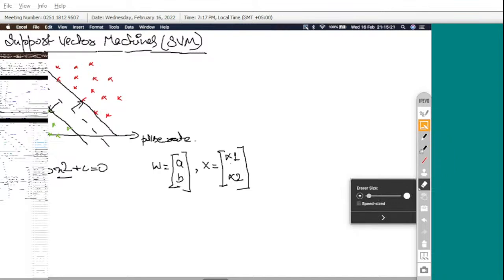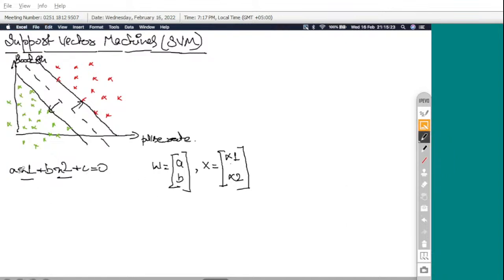Okay, now this is clear, guys. We have created a matrix W, or we can also say a vector W, and a vector X with x1 and x2, and A and B. Clear? We have created vector W and vector X here. Now we can just write this equation as W transpose X plus C equals to 0.